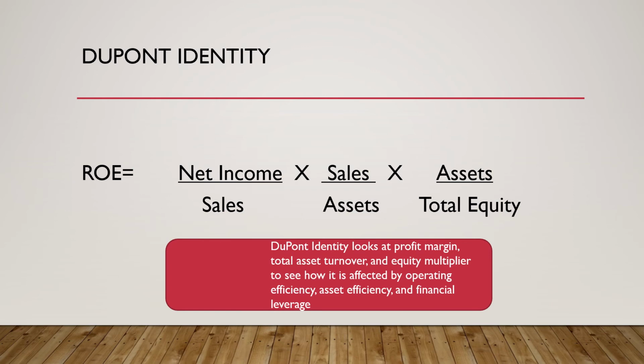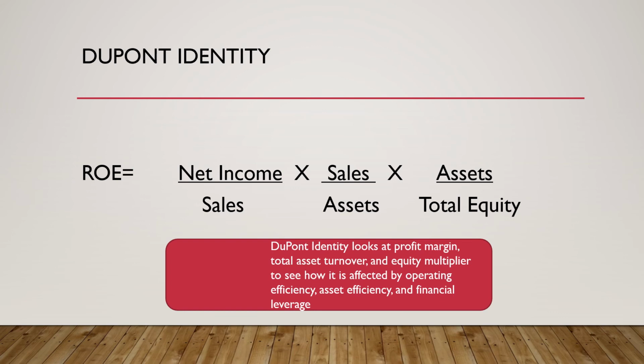When you're looking at this, we see the sales on the bottom, and we also see sales on the top for the asset turnover ratio, so you would cancel those out. Then we move on to the assets on the bottom of the asset turnover ratio, and you would cross that out with the assets on the top, the numerator of our equity multiplier. That leaves us, when you look at the total equation, with net income divided by total equity, which is once again our return on equity formula.